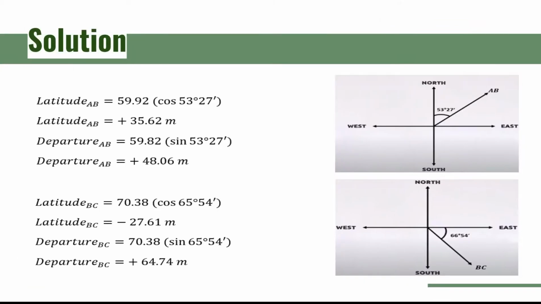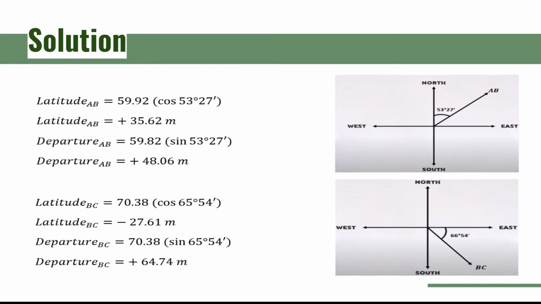The first step is to solve the latitude and departure. The line AB lies in the first quadrant, and so the latitude and departure are both positive. The latitude of line AB equals 59.82 times cosine 53 degrees 27 minutes, which equals positive 35.62 meters. The departure of line AB equals 59.82 meters times sine 53 degrees 27 minutes, which equals positive 48.06 meters.